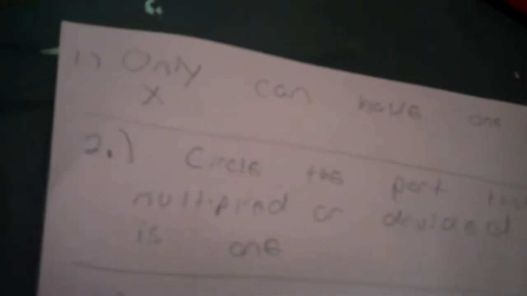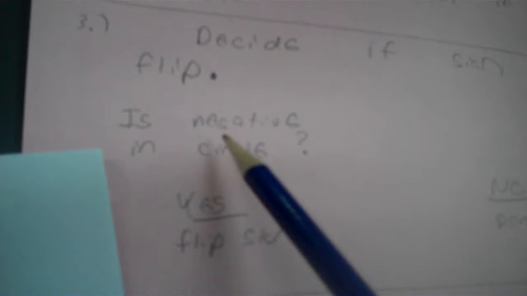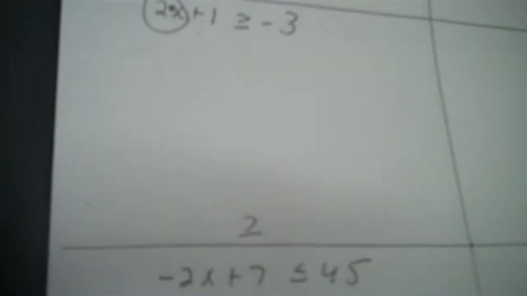Okay, next one. You can only have one single x, which we do. It's right there. Circle the part that's multiplied or divided if there is one. So this means 2 times x plus 1. So I circle the multiplied part. Now decide if the sign needs to flip. Is there a negative in that circle? No, it's a positive. So the answer is no, so don't flip the sign. Is there a negative in the circle? No, there's not. So keep the sign the same.